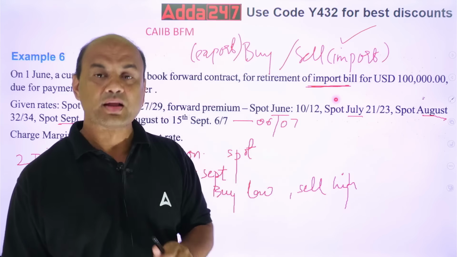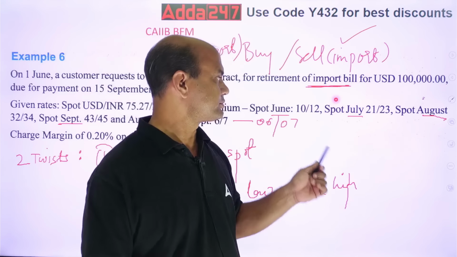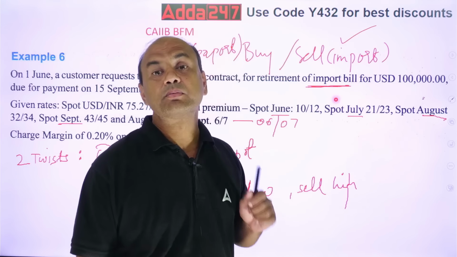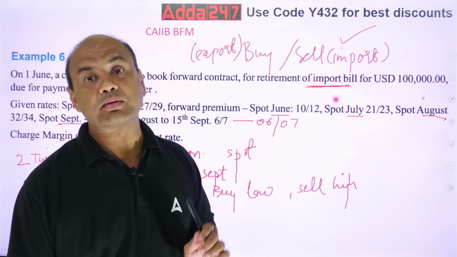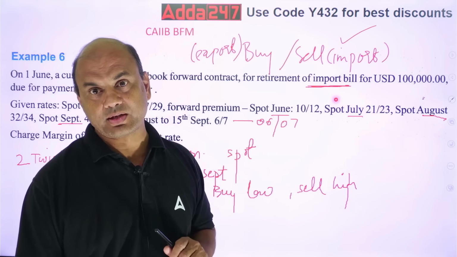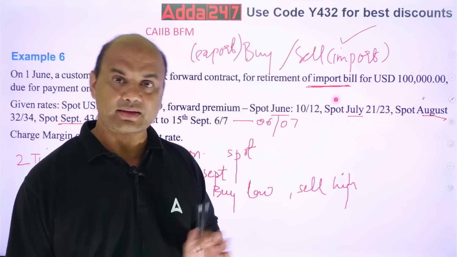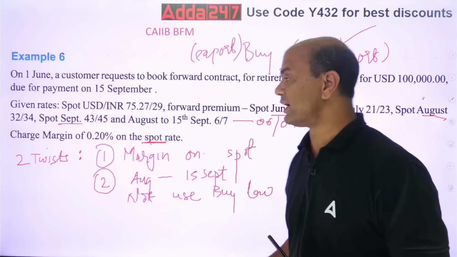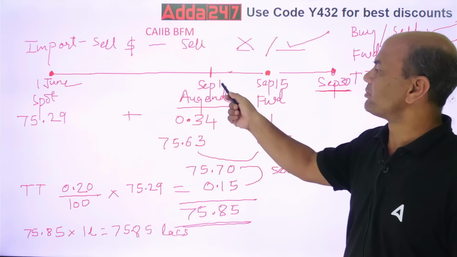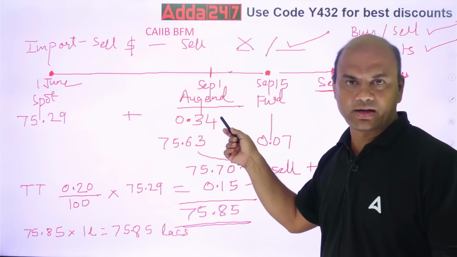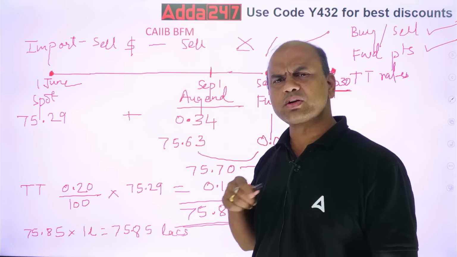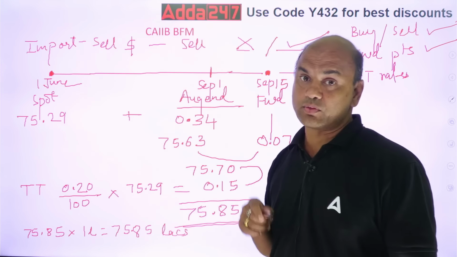Okay? Now, I'll ask you one question. I want the rate for September beginning. September beginning means what rate will it be? August end, isn't it? Look at it. September beginning, it will be August end, right? So I'll take the August end rate. What is the August end rate? For that, what do I have to do?